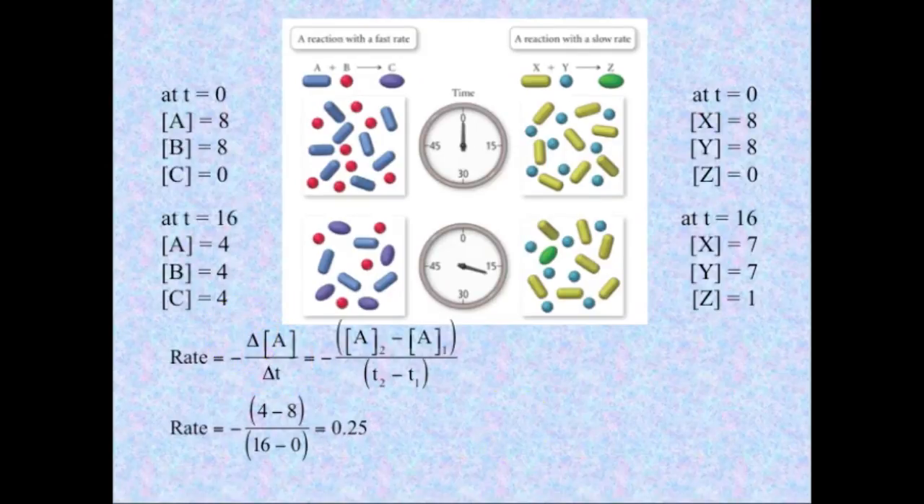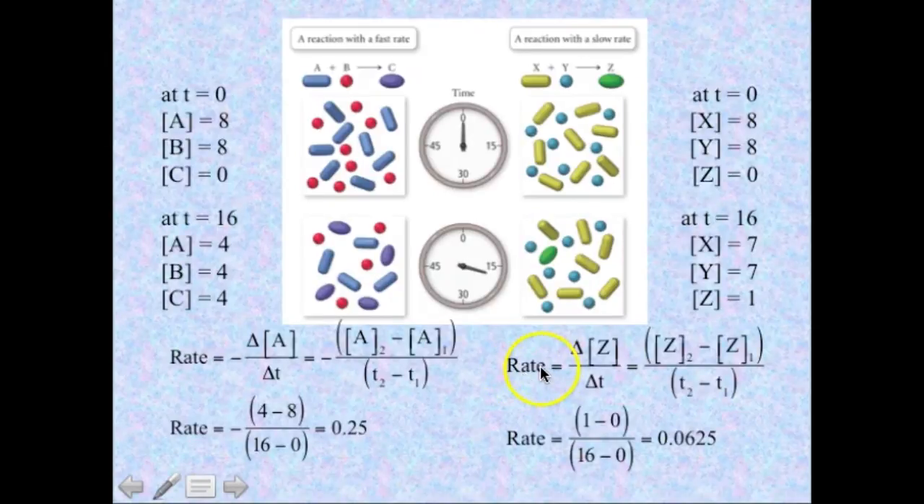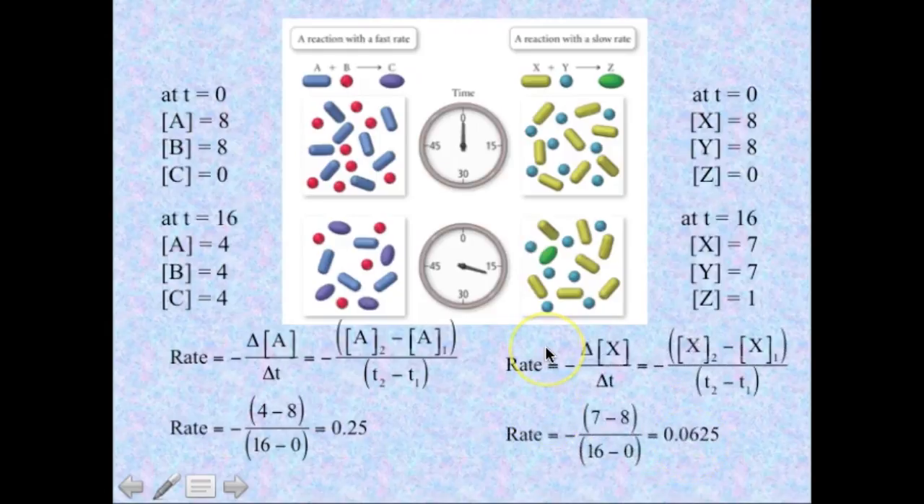Now let's do similar calculations for the slower reaction. Let's take a look at the rate of formation of the product Z. It'll be the change in concentration of Z divided by the change in time, which is final minus initial, and that's going to be 1 minus 0. Product is 1, reagent is 0 for Z, divided by the 16 seconds. So the rate here is much slower, 0.0625. Let's work out the rate based on the reagent.